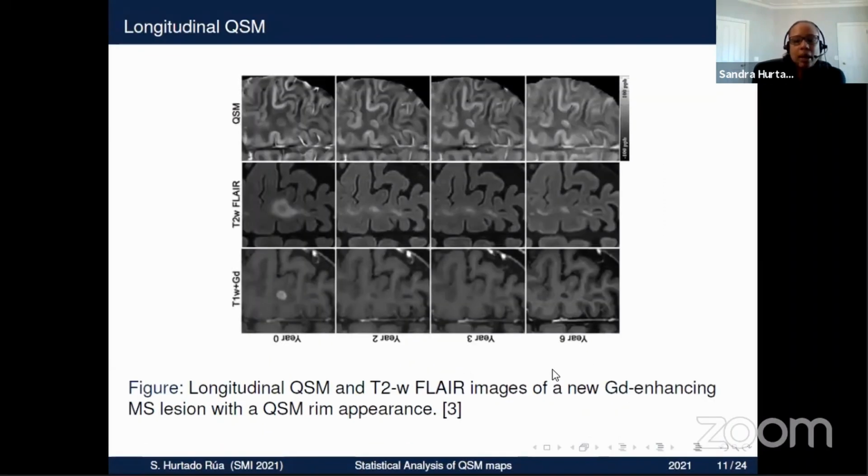So that would be more an example of what we're looking for. In this case, we're talking about QSM, but we combine this with other imaging techniques, and we're looking over time at what happened. And in this case, we're following the same lesion, but in reality, we may have new lesions along the way.